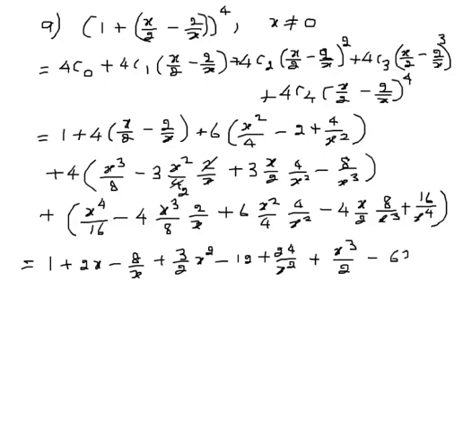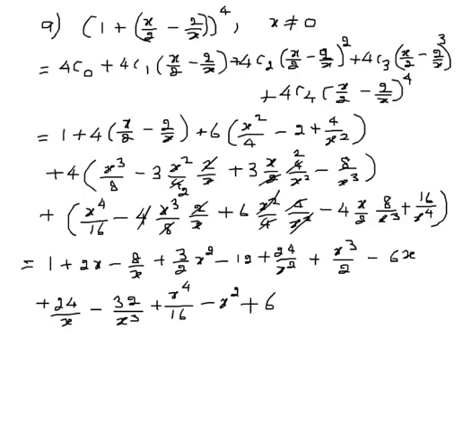So 2 3s are 6x, and then let us simplify this term. 24 divided by x minus 32 divided by x cube. Then let's simplify the next bracket. Plus x raised to 4 divided by 16, we get minus x square, and the next term is plus 6, x square and x square are getting cancelled, minus 2 8s are 16 divided by x square, and plus 16 divided by x raised to 4.